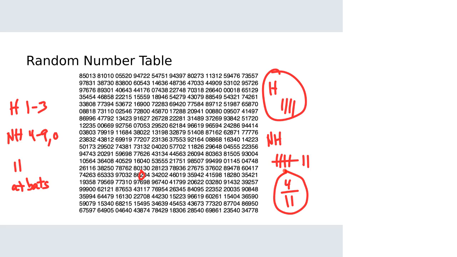Let me know if you've seen anything up to this point that is confusing, doesn't make sense, or if there's any aspect of this whole simulation process that's uncomfortable. Okay, let's look at a different one.